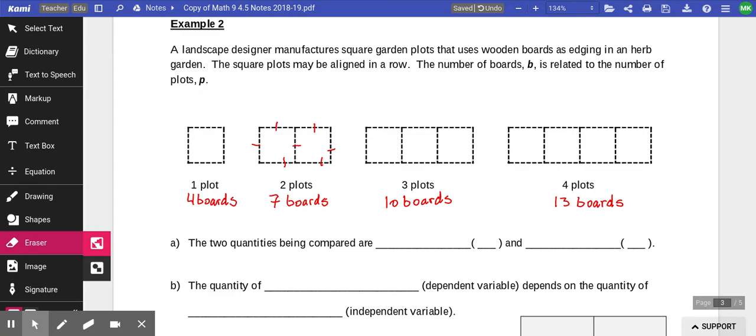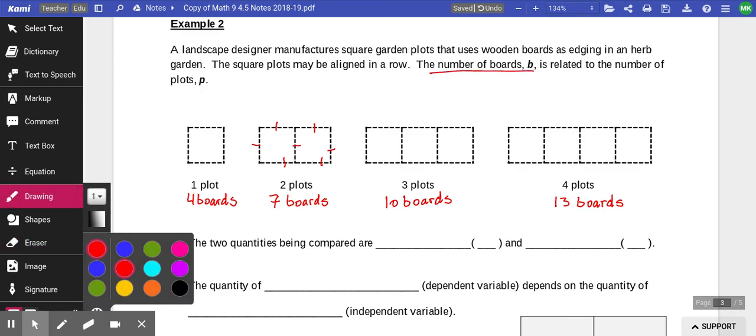Part A, the two quantities being compared. So again, we always want to know what our two letters are. We have the number of boards, which is B, and the number of plots, P. I usually write it out as an equal sign. So I say B equals boards, P equals plots.